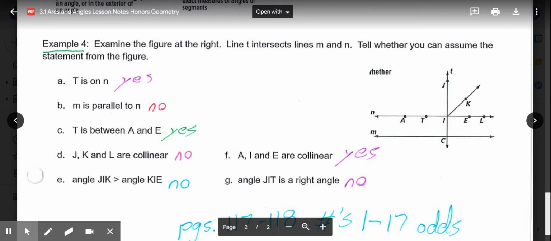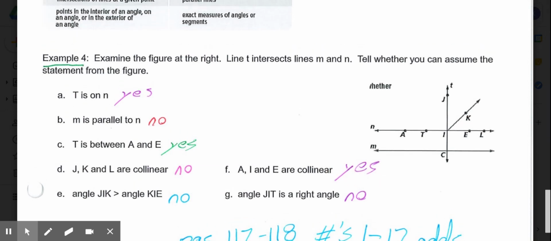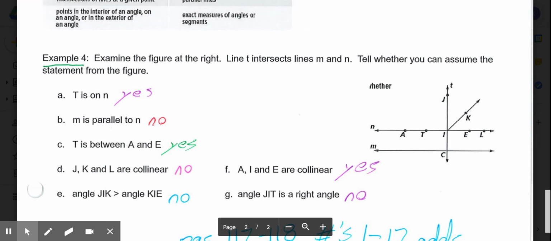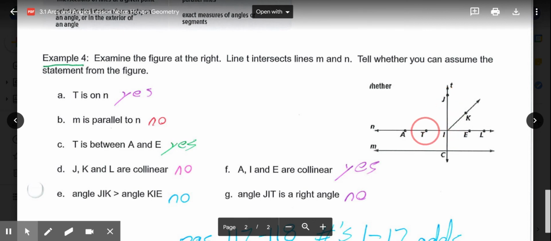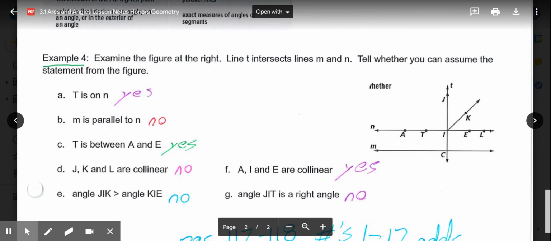In F, we have A, I, and E are all collinear. A, I, and E are all drawn on the same line, so yes, we can assume they're collinear. And finally, example G says angle JIT is a right angle. J to I to T looks like a right angle, but without the right angle symbol or measurements, we cannot assume that.